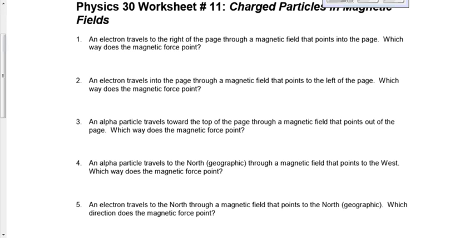Now, the second rule we learned, the coil rule, was exactly the opposite. It was still thumb and bent fingers, but this time our fingers pointed in the direction of the current and our thumb pointed in the direction of the field inside the coil.